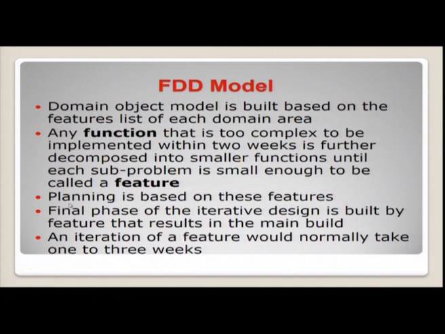An iteration of a feature would normally take 1 to 3 weeks. So, for the developer or the feature team to complete a particular feature, it will require a minimum of 1 week to a maximum of 3 weeks.